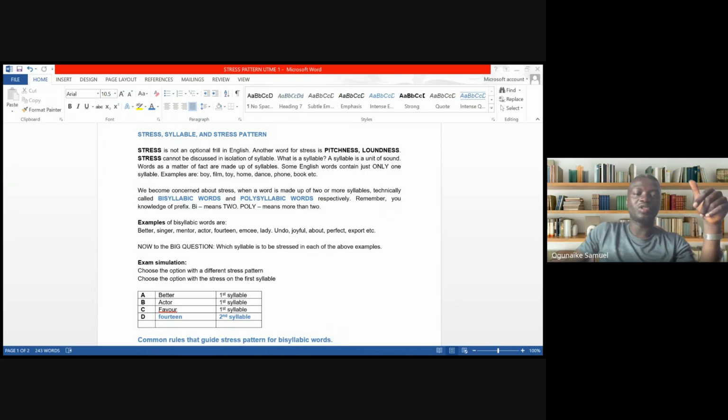These are the 4 options. I'm going to pronounce them wrongly now. Better, actor, favor, 14. You see, if you pronounce it that way, you won't be able to tell which one is to be stressed, which one is, you see the whole thing.